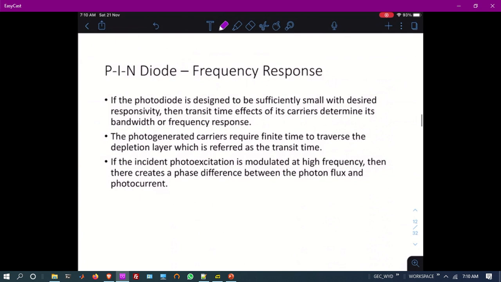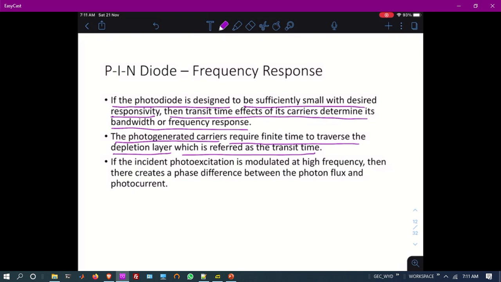Now if you come to frequency response, as we have said earlier, the frequency depends on the transit time. So if the width is small, then the transit time of electrons and holes is low, or it will take a lesser amount of time, because of which it can respond to fast changes in light. So that is what is here. If the photodiode is designed to be sufficiently small with desired responsivity, then the transit time effects of its carriers determine its bandwidth or frequency response. The photo-generated carriers require finite time to traverse the depletion layer, which is referred to as transit time. This we have already discussed.